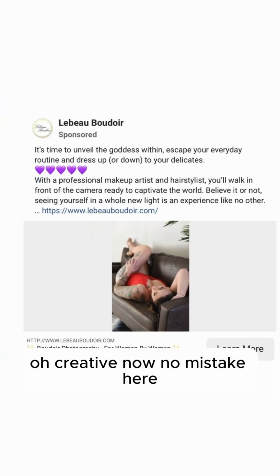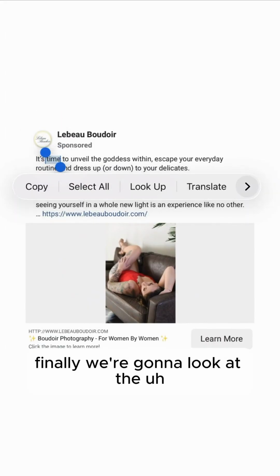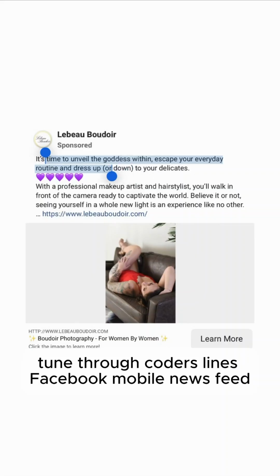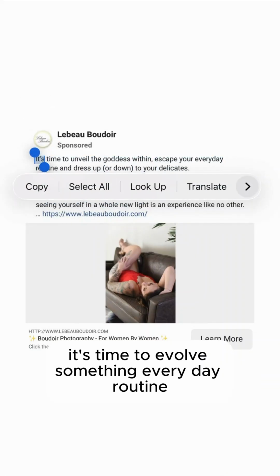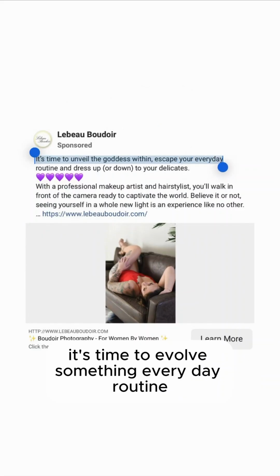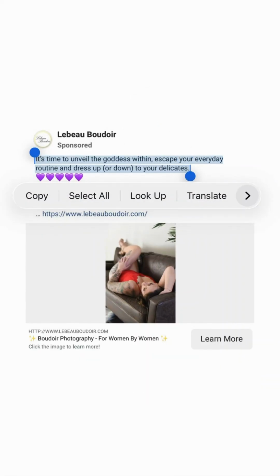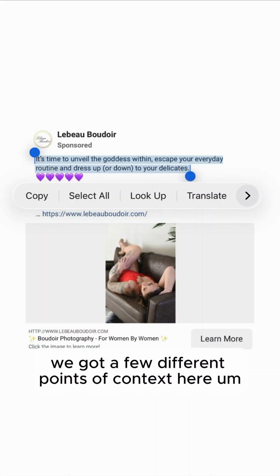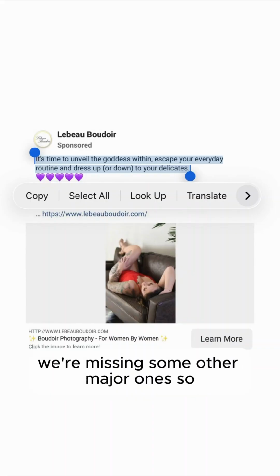Creative, no mistake here. Finally, we're going to look at the see more headline: the first 2 and 3/4 lines in the Facebook mobile news feed. All right, so onwards, it's time to... everyday routine. Okay, yeah, it's okay. We've got a few different points of context here, but we're missing some other major ones.